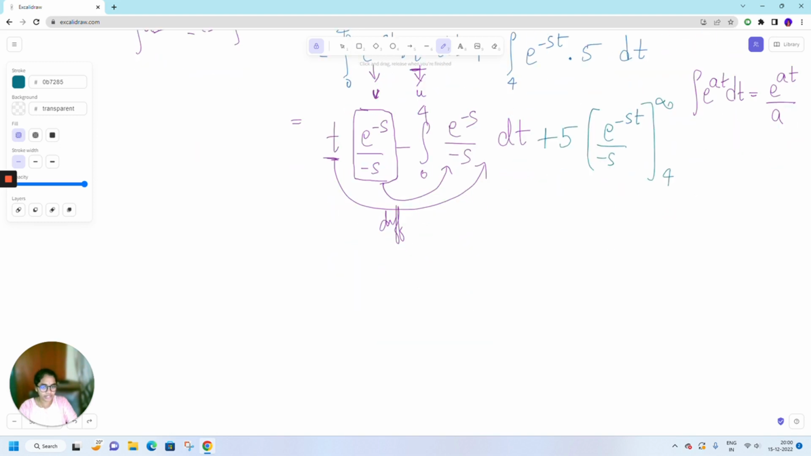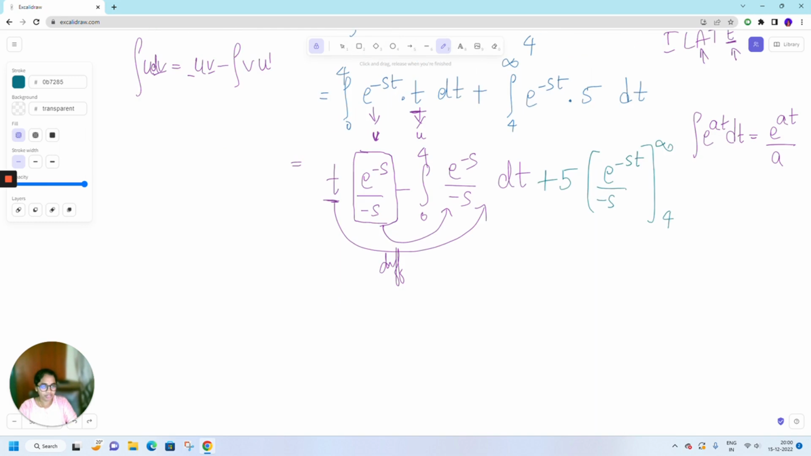Where do you apply these limits? We integrated it with respect to t. Agree? So wherever after integration you have t, in that place you substitute the limits, upper limit minus lower limit. Okay, so let me get back to this integral.